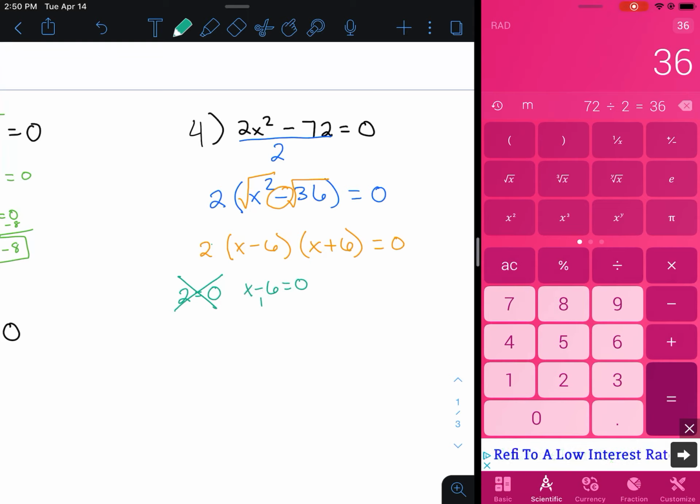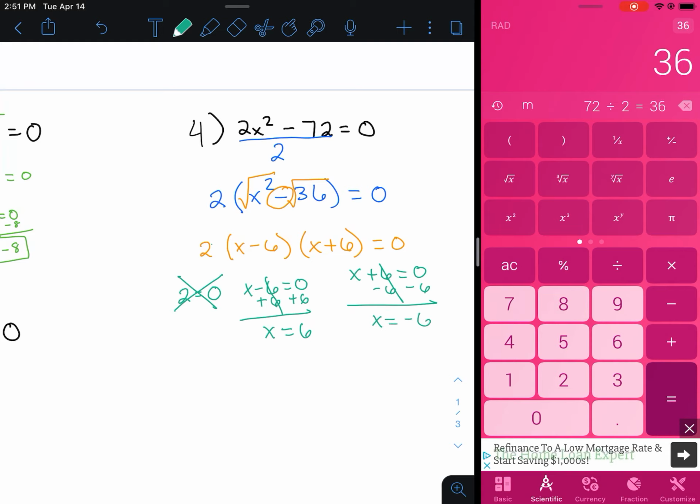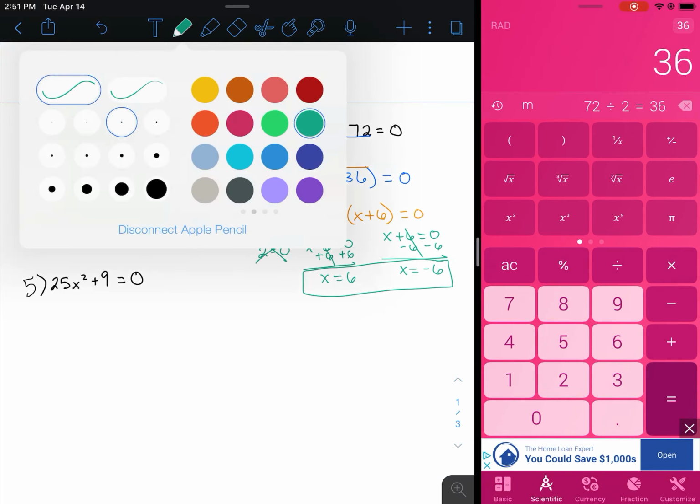But now we have our x minus 6 equals 0. We'll add 6 to both sides, and we end up getting x equals positive 6. Over here, when we do x plus 6 equals 0, we end up getting x equals negative 6. And so these are our 2 true solutions. Again, we can plug those back into our original problem. X squared, let's say, is 6. 6 squared is 36, times 2 is 72. 72 minus 72, 0. If we plug in negative 6 for our x value, negative 6 squared is 36, times 2, 72. 72 minus 72 is 0.